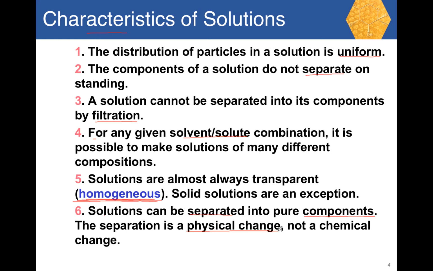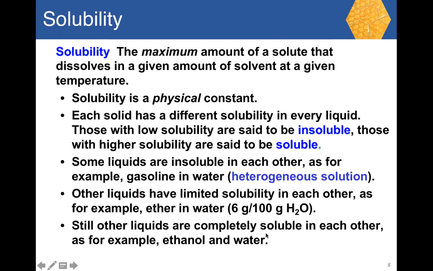It's uniform throughout, and solutions can be separated into pure components by physical means. In other words, if you have again a solution of salt and water, you can separate them into salt and water by, of course, as you know, boiling off the water and condensing it. And of course, what's left behind would be the salt. So that's one way of separating out the components of a solution.